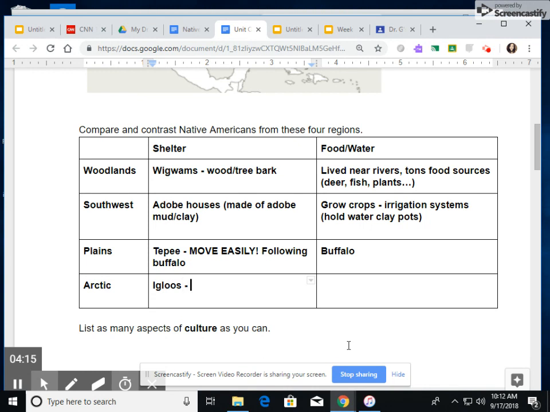And last but not least, the Arctic, they lived in igloos. And believe it or not, these people were nomads too. Igloos were quick and easy to build, and they needed to be quick and easy to build because they were also nomadic, just like the Plains Indians. They would follow caribou, polar bear, and other big game. All right, they would also fish too.